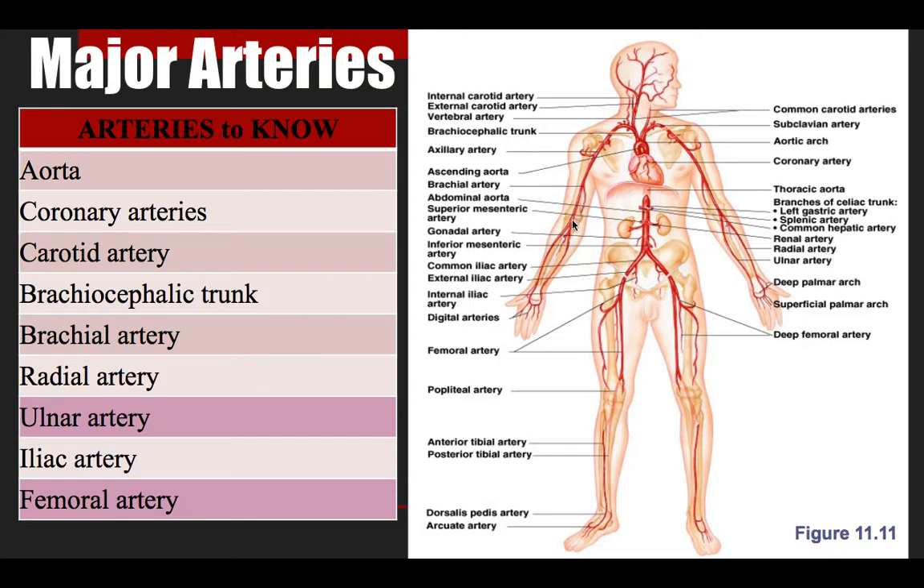And then right here, once it reaches the lower arm, it's going to split into the radial artery, which is the lateral one, and the ulnar artery, which is the medial one. And just remember, like we talked about last semester, the radial artery is the one that goes towards your thumb, and the ulnar artery is the one that goes towards your pinky.